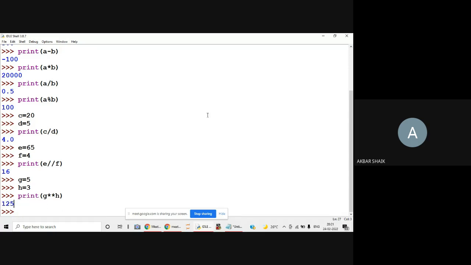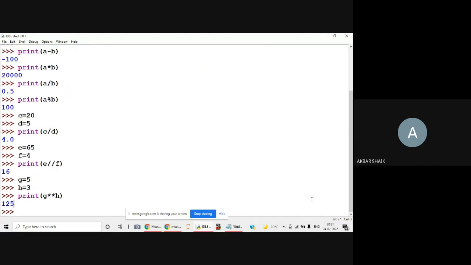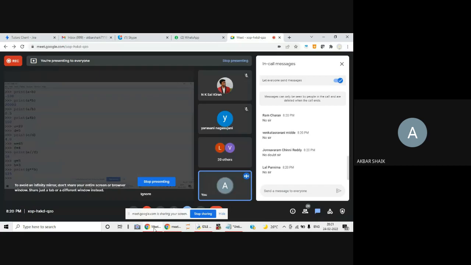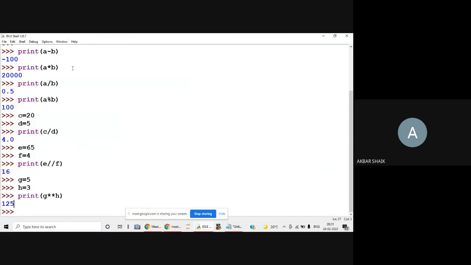Any doubts in arithmetical operations? All operations understood? Anyone having any doubts regarding addition, subtraction, multiplication, division, floor division, modulo, exponential? Please respond in the chat if anyone has any doubts. If we don't have any doubts, then we'll go for the program. Now I'll write the program.